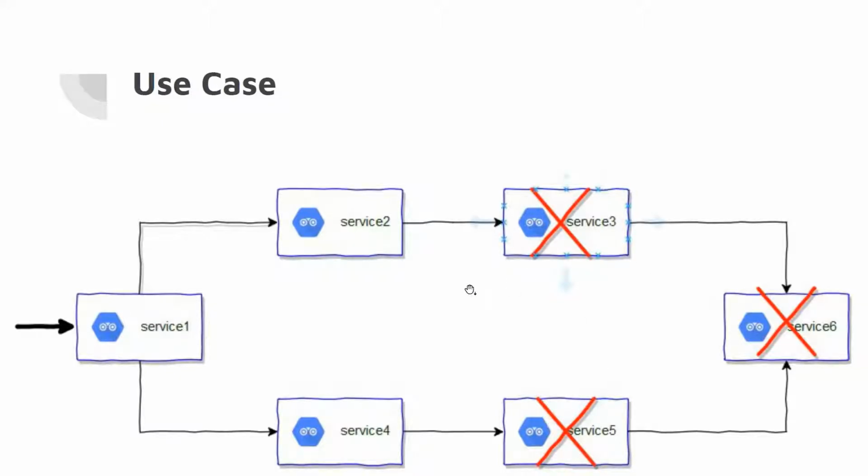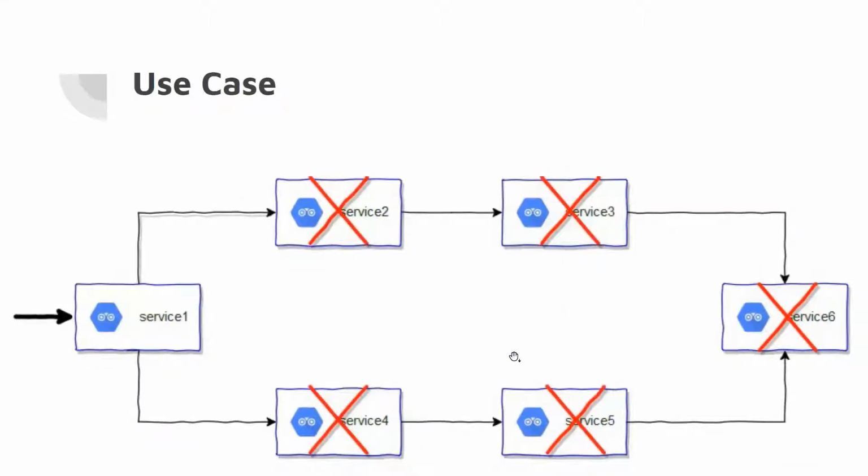Now the dependent service 2 and service 4 are also going to crash because the threads are waiting for the response from service 3 and service 5 respectively. After that, since service 1 is dependent on either service 2 or service 4 calls, it didn't receive any response and the threads are waiting, consuming lots of memory because the application has very high traffic.